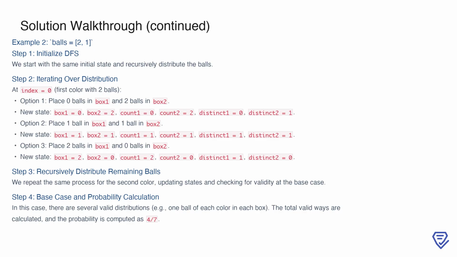In the second example, balls equals [2, 1], we again start with index 0 and explore all possible distributions. For the first color, which has 2 balls, there are 3 options. The first option is to place both balls in box 2, resulting in box 2 having 2 balls of one distinct color, while box 1 remains empty. The second option is to place one ball in each box, so both box 1 and box 2 have one ball and one distinct color each. The third option is to place both balls in box 1, leaving box 2 empty.